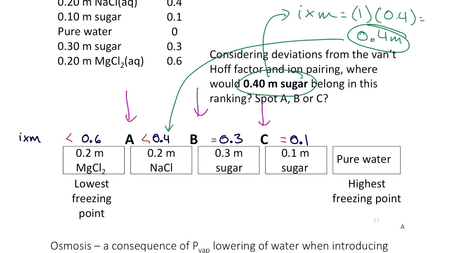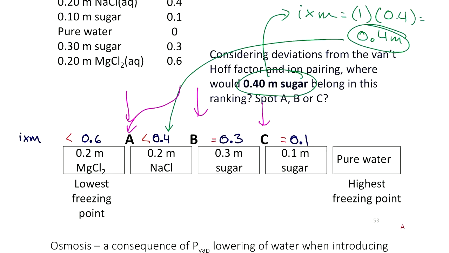In spot A, yes, it's going in spot A because 0.4 is a larger number, more freezing point depression than a number slightly less than 0.4. All right, it's going in exactly 0.4.